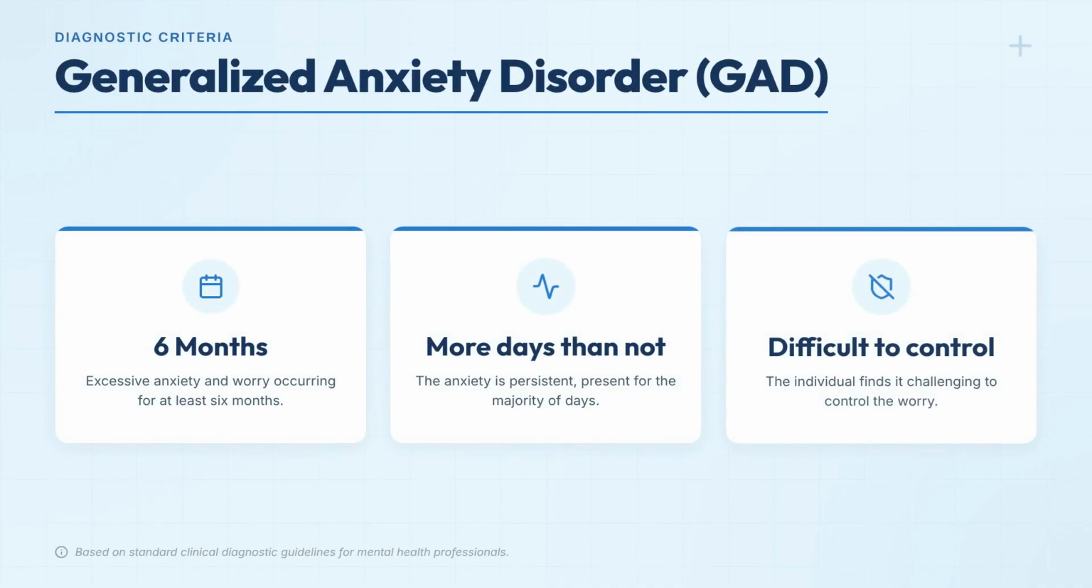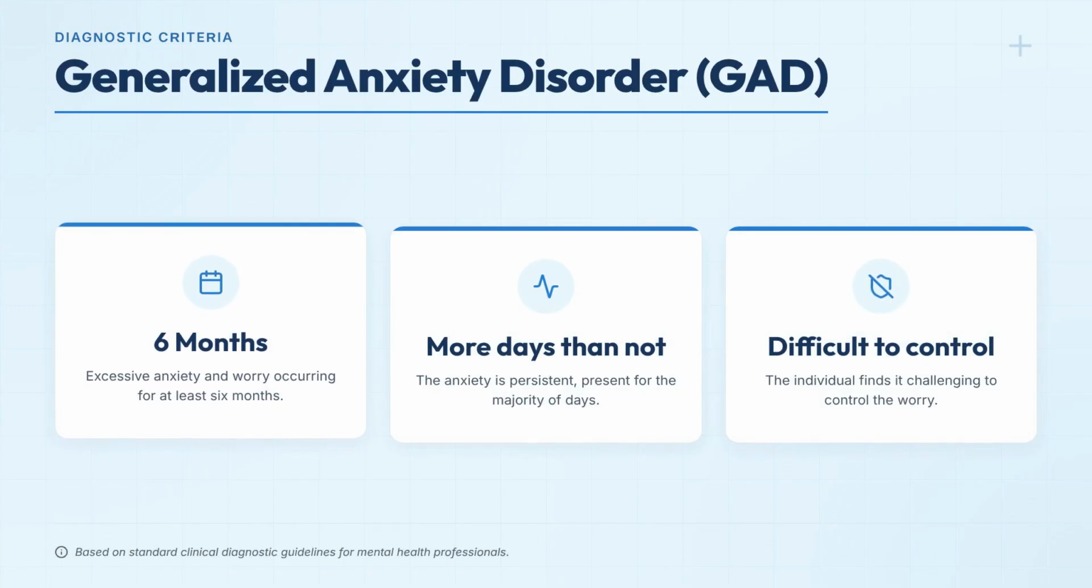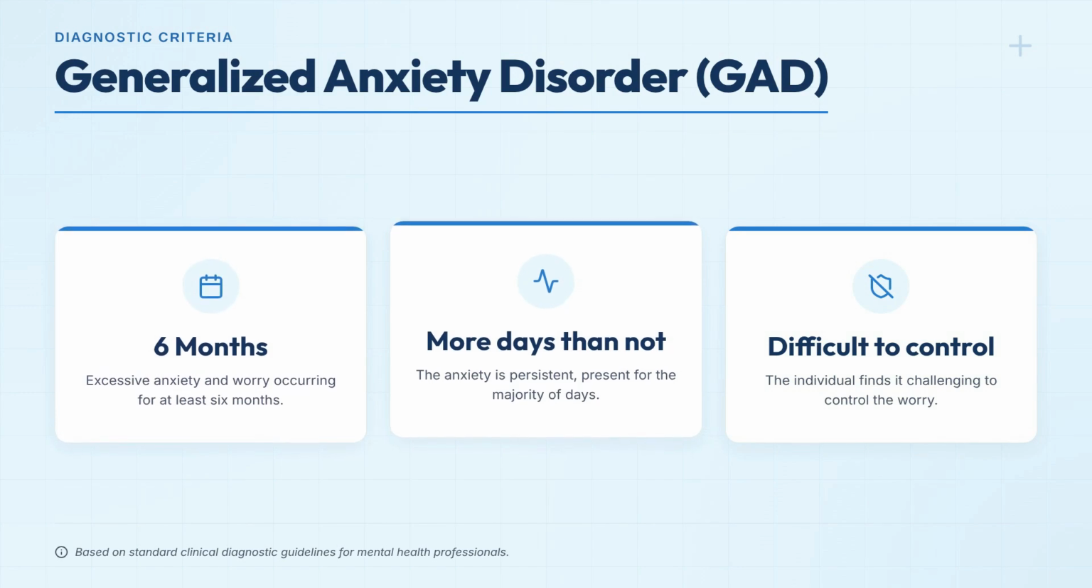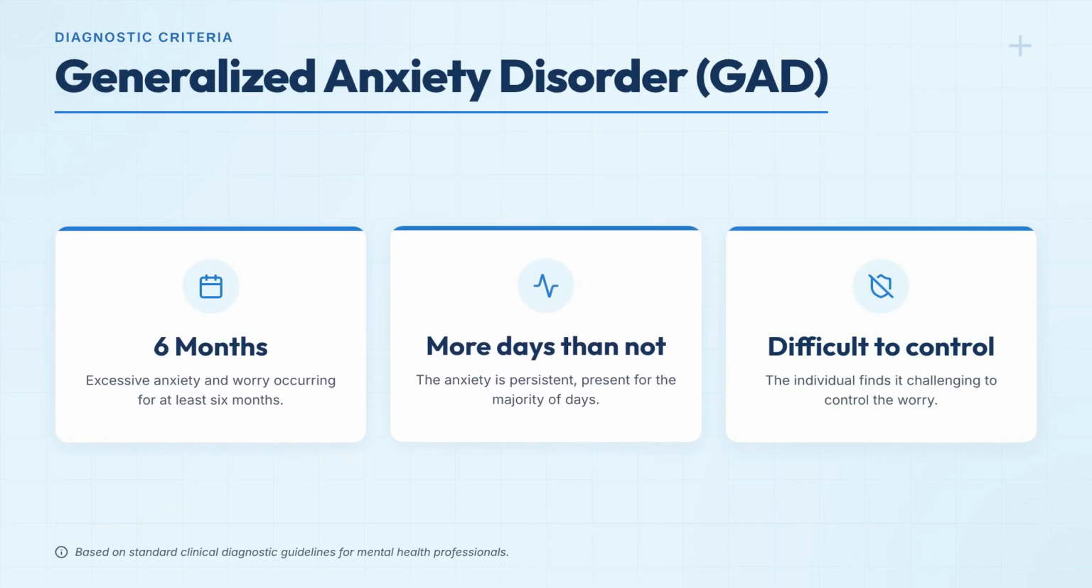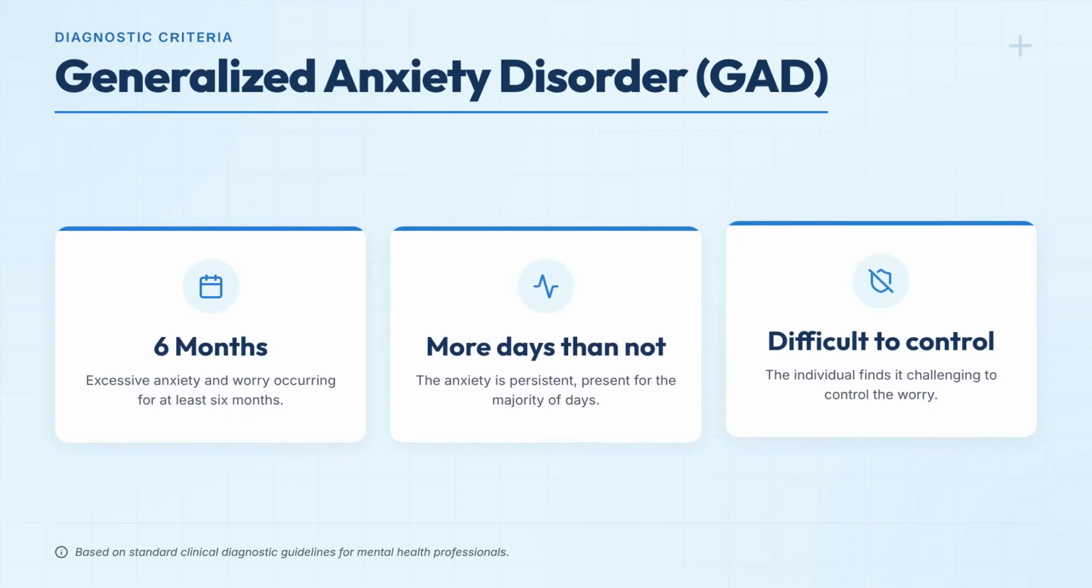Let's start with generalized anxiety disorder. GAD is characterized by excessive anxiety and worry occurring more days than not, for at least 6 months, about a number of events or activities. The person finds it difficult to control the worry.